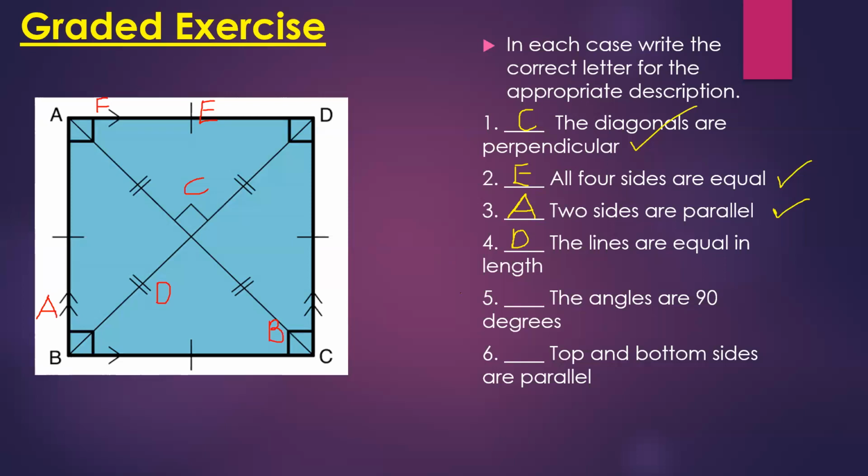Talia, what do you have? No, we're going to number 5 right now. Talia, what do you have for number 5? B. E as in elephant? No, B as in boy. Yes, sir. That's correct. Anyone else have the angles are 90 degrees? Yes, sir. I have it. Very good. B is correct.